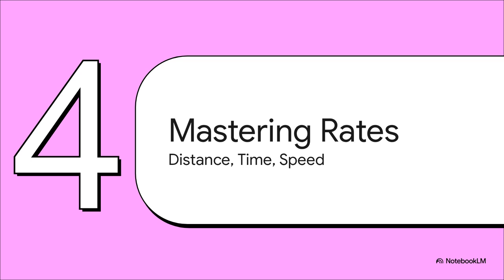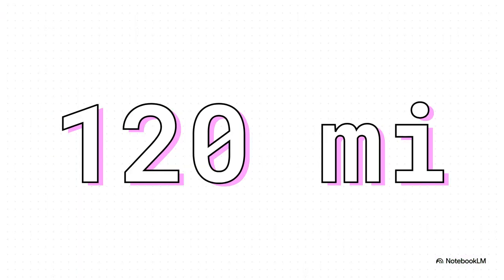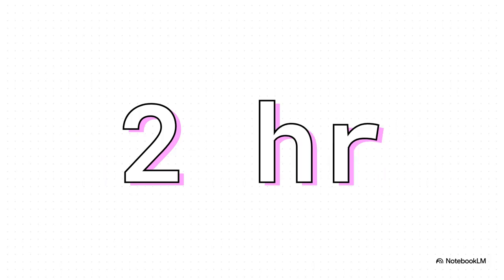Let's see how calculating rates helps us make sense of the world. To figure out a rate, like speed, you need 2 different pieces of information. First, the distance you traveled. So let's say a car went 120 miles. And the second piece of the puzzle is how long it took. In this example, it took 2 hours.